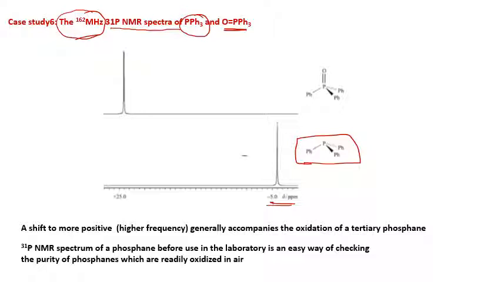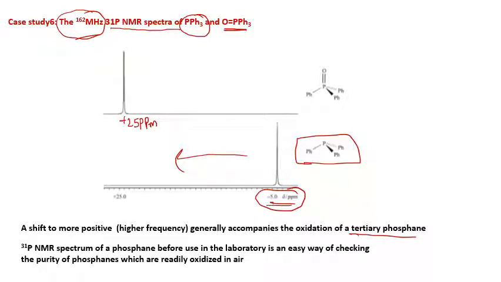This is called downfield shift. From -5, it moves to around +25 ppm. There is only one phosphorus atom, so you get only one line, and it is decoupled from the proton, so there is no proton-phosphorus coupling. A shift to more positive, that is higher frequency, generally accompanies the oxidation of a tertiary phosphine.